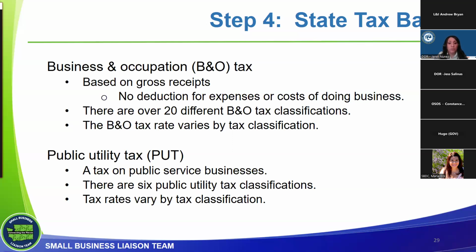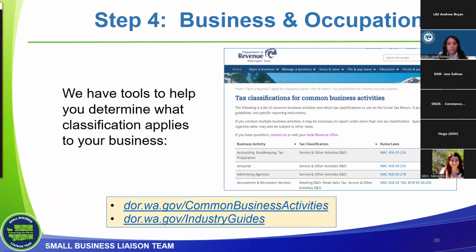Now we will talk about public utility tax. Public utility tax is a tax on public service businesses, including businesses who engage in transportation, communications, and the supply of energy, natural gas, and water. This tax is in lieu of B&O tax. There are several public utility tax classifications, each with varying tax rates. The classification you report under is based on the service you provide and is measured on the gross receipts of the business. For both B&O and public utility tax, taxes are paid by the business. You should not be charging your customers for these taxes.